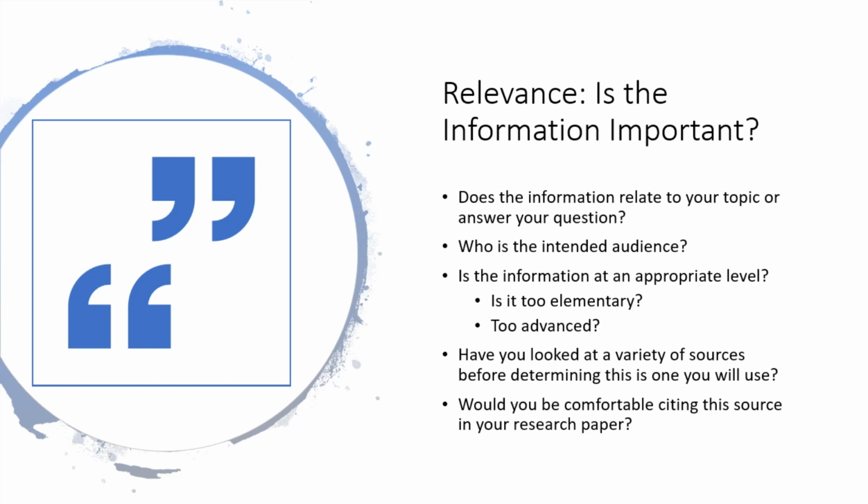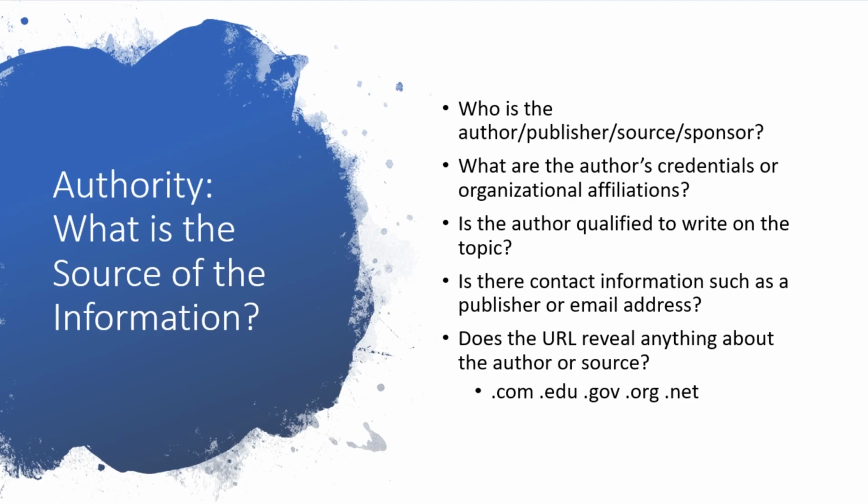Now, that's our R. We need to deal with the first A, authority. What is the source of this information? Who's the author, the publisher, the source, the sponsor? What are the author's credentials or organizational affiliations? Those things you find on the article or the posting itself. You'll see the author's name and any title they might have, and you'll see where they work or who they're writing for. If you don't, that's a big red flag.